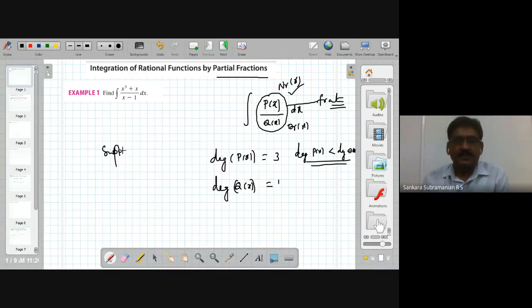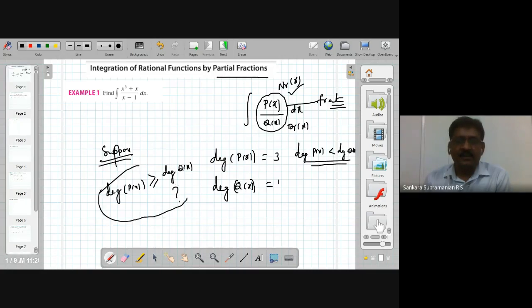Suppose you find that you have p of x by q of x, wherein the degree of the numerator term is greater than or sometimes maybe equal to the degree of the denominator term q of x. In case this is not a proper fraction, it is an improper fraction, as we call it in terms of functions. So what you have to do here is go for ordinary division. Suppose you have this, then go for division.